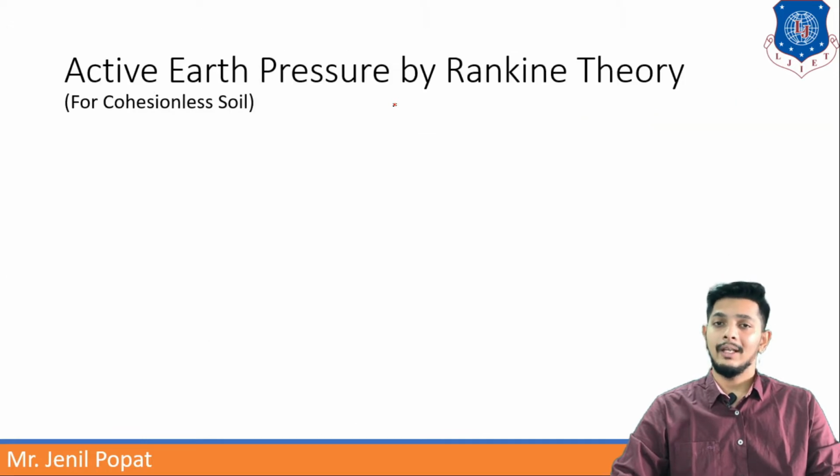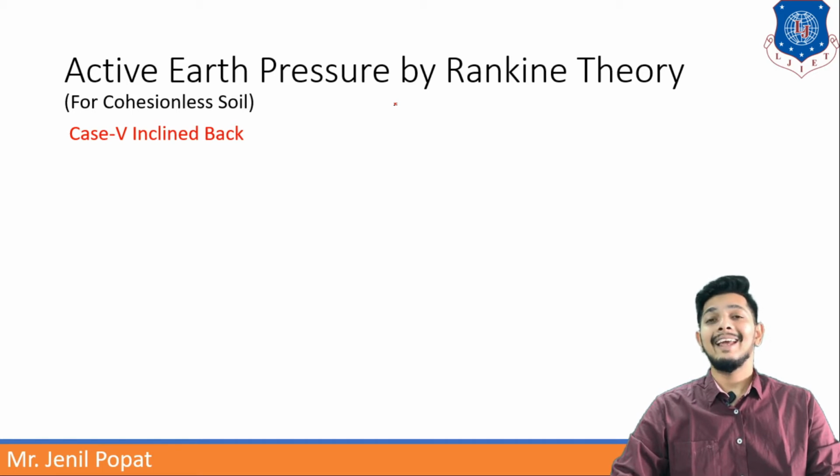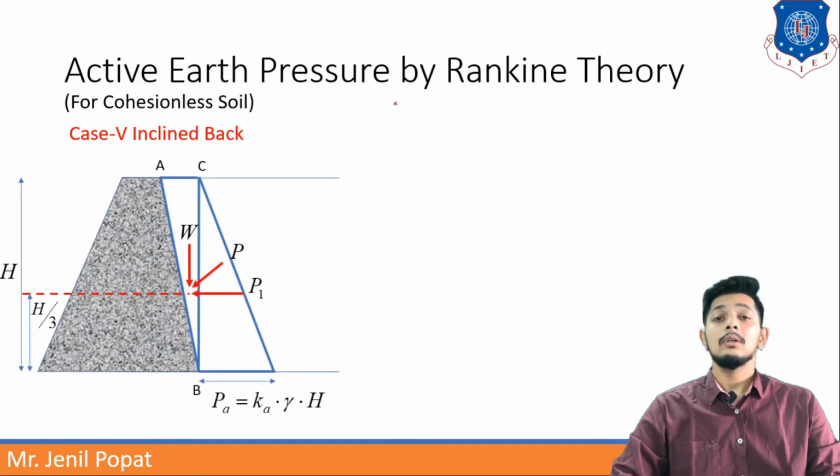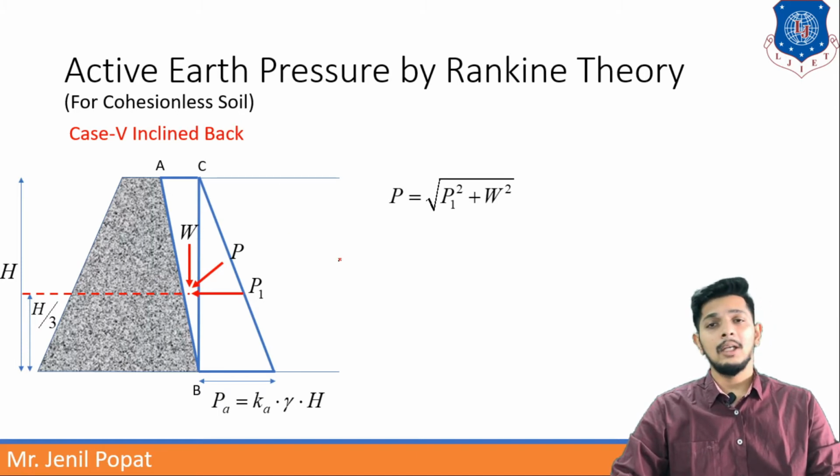Let us move to the next theory given by Rankine only, case 5. Inclined back. If the retaining wall is having an inclined back, like you can see here, ACB, right? It is an inclined back. It is not a straight back. In this case, what will be new? Let us understand this. Now here the pressure PA of the triangle can be calculated as usual, K into gamma into H. There will be nothing new.